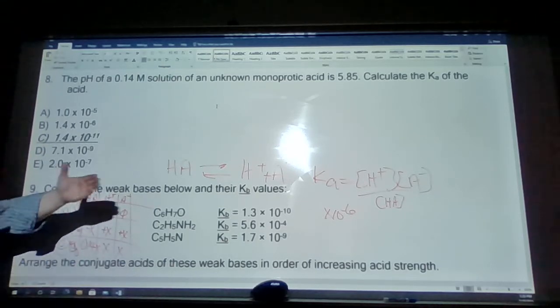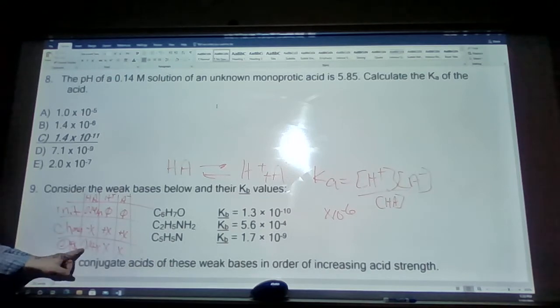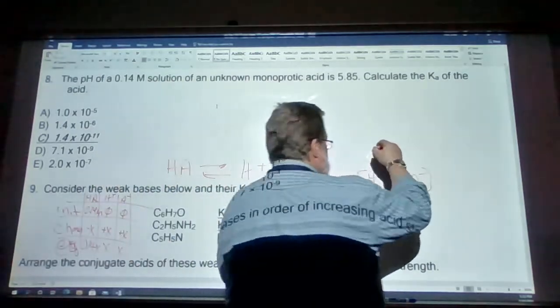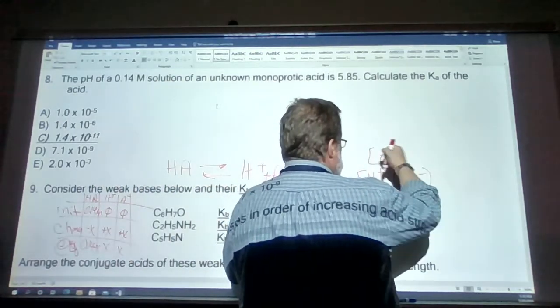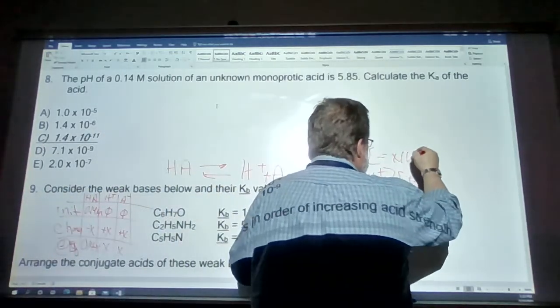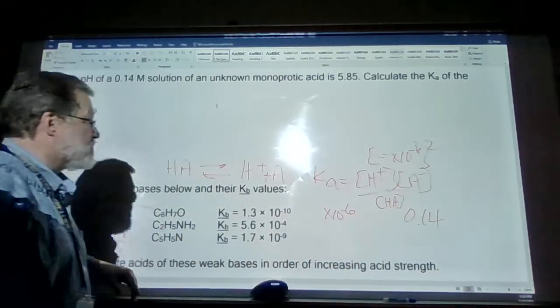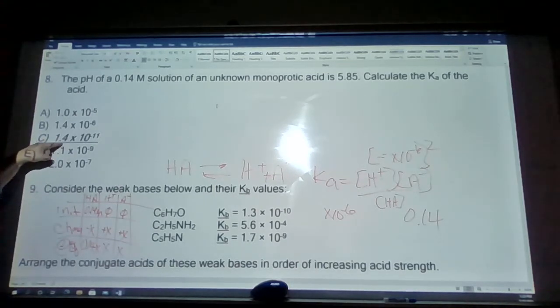So 0.14 minus some number times 10 to the minus 6 is essentially 0.14. 0.14 minus some value that does not start until to the right of the decimal point number 5 is essentially 0.14. So we get our H plus concentration times 10 to the minus 6 squared divided by 0.14. That value turns out to be 1.4 times 10 to the minus 11.